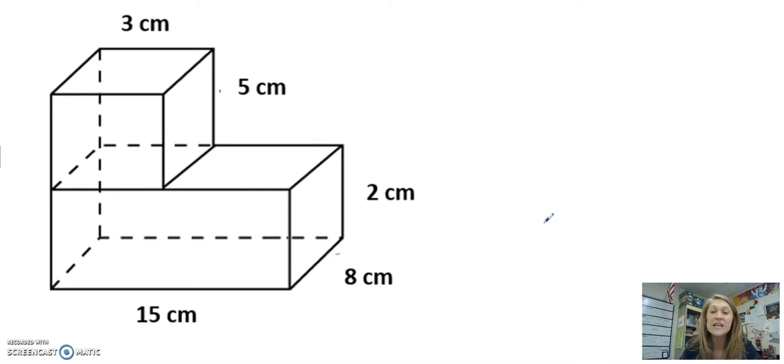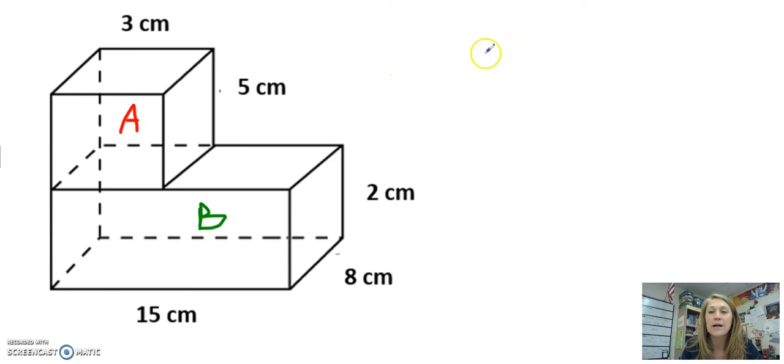So the first thing I'm going to do is ninja chop the composite block. But in this case, they've technically already chopped it for me right here. So I can see that I have two different shapes. I've got shape A, which I'm going to look at as the top part, and shape B, which I'm going to look at as the bottom part. And I'm going to need to find the volume for both A and B and then add them together to get the total composite volume.